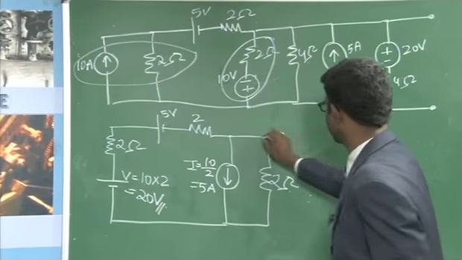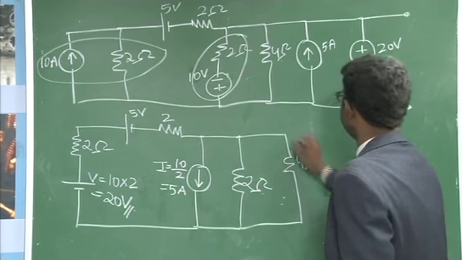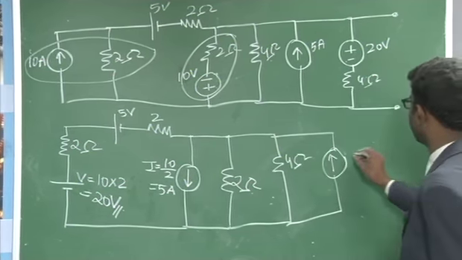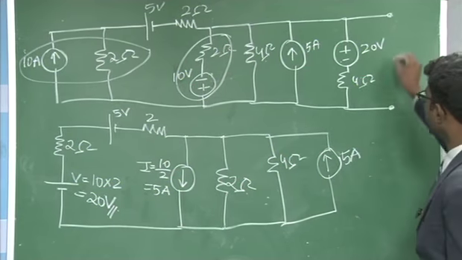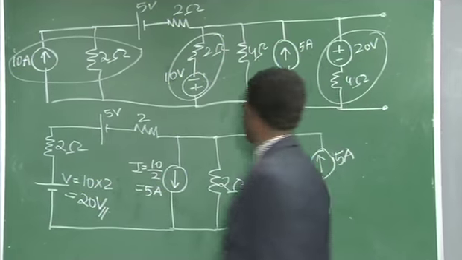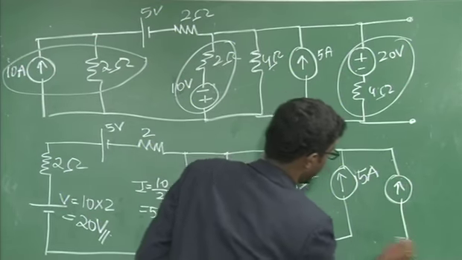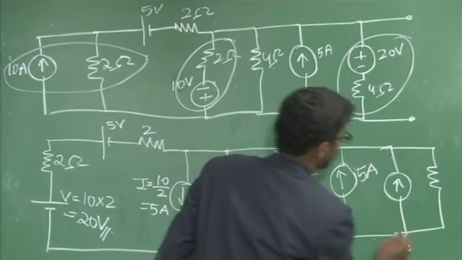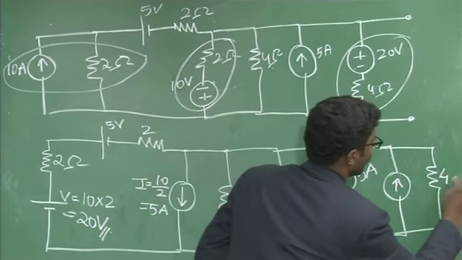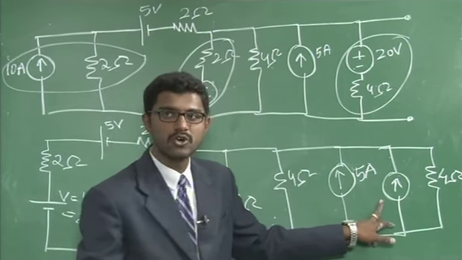Then we have one more resistor in parallel, which is equal to 4 ohm. We have a current source flowing in the upward direction, equal to 5 amps, and you have one more voltage source that can be converted into an equivalent current source. An equivalent current source means you need a current source in parallel with the resistance. The resistance value will be the same as your source resistance, which is equal to 4 ohm, and the magnitude of this current will be I is equal to V by R.